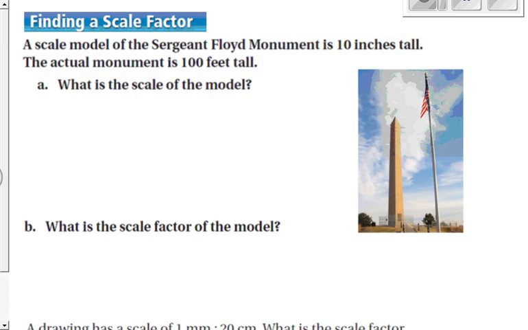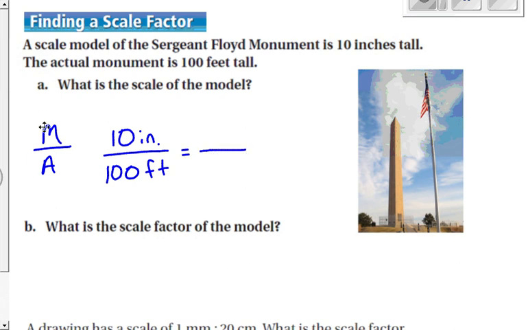So if you remember, we have model over actual. In the model, we know it is simply 10 inches. In real life, we know it's 100 feet. And they want to know what the scale is. So we simply just have to reduce this. We know 10 goes into both 10 and 100. 10 goes into 10 one time. 10 goes into 100 10 times. So we know our scale is simply going to be 1 inch over 10 feet.